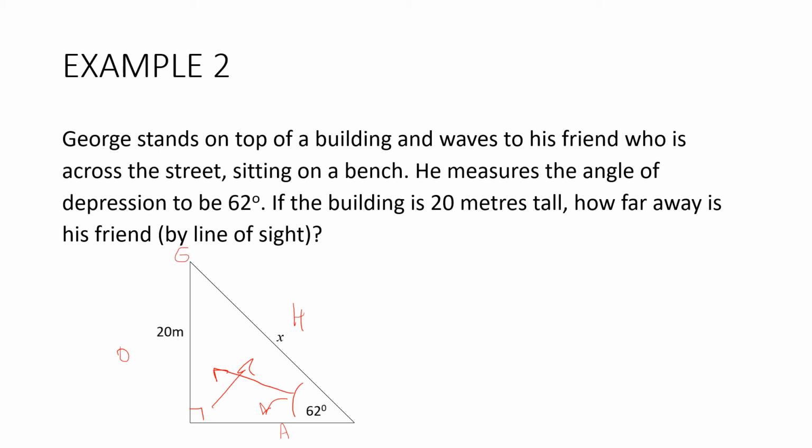sine. Sine 62 is equal to, opposite is 20, and hypotenuse is x, so our pronumeral is on the bottom. Do you remember what to do? We switch sine 62 and x, and then into the calculator. 20 divided by sine 62 gives us 22.7 meters.